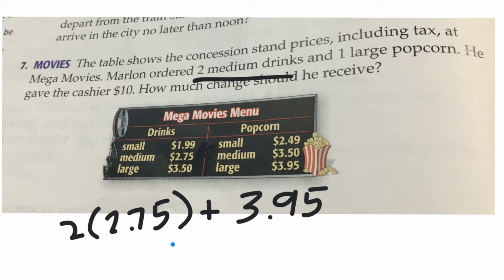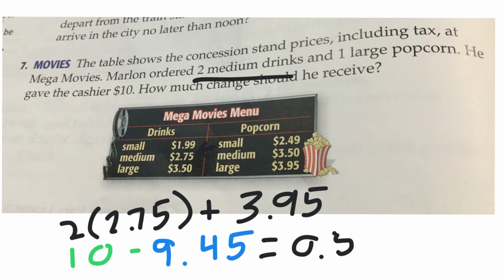So when I add that, you get $9.45. He paid with $10. So how much change should he get? 55 cents. Right. You should take the $10 that he paid, subtract that $9.45 to get 55 cents worth of change.